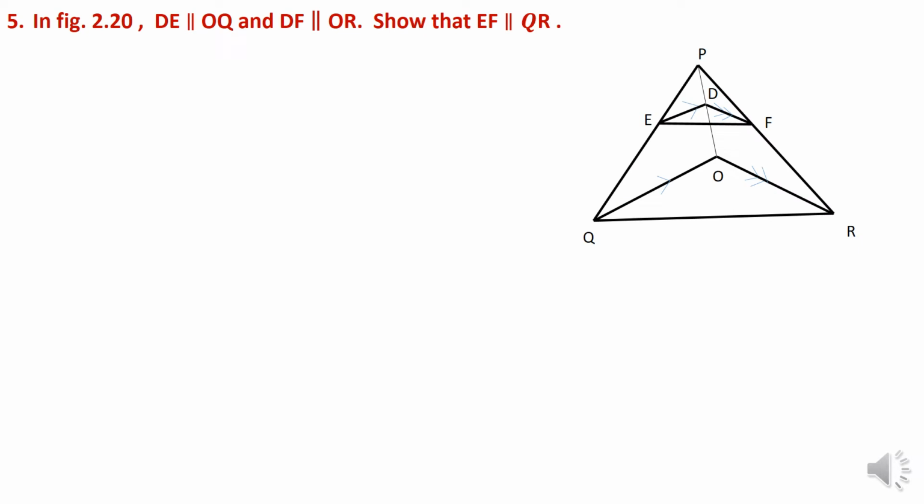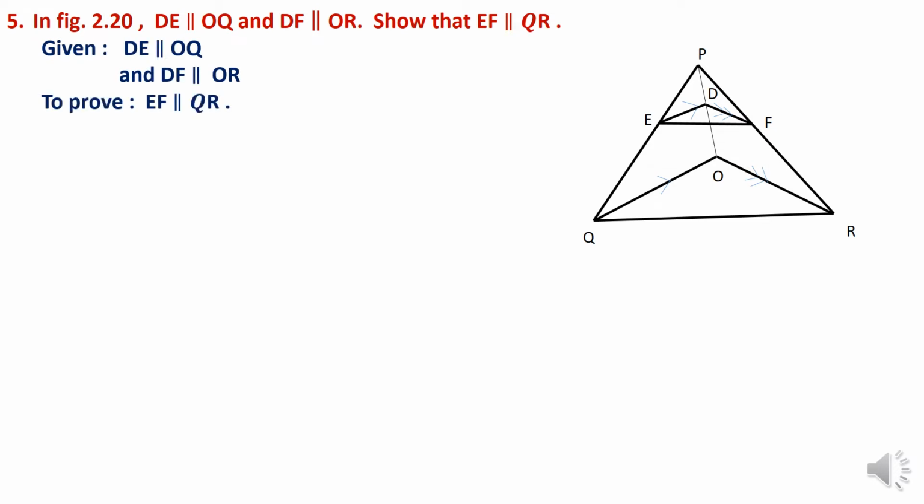Fifth question is, in the figure, DE is parallel to OQ and DF is parallel to OR. Show that EF is parallel to QR. What is given in the question is, with reference to the figure, DE is parallel to OQ and DF is parallel to OR.